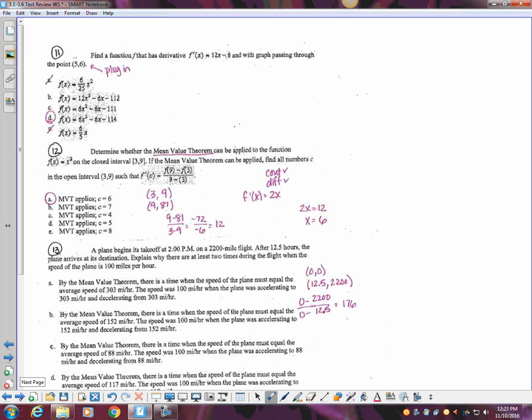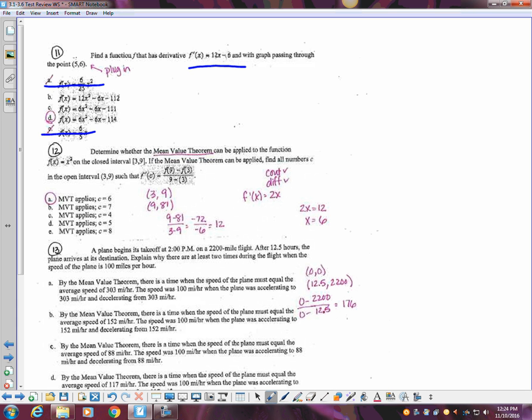Number 11, find a function f of x that has that derivative with a graph passing through those points. Well, I'm looking at my options, and I know that it needs to produce that derivative. A is not going to produce that as a derivative. And E is not going to produce that as a derivative.